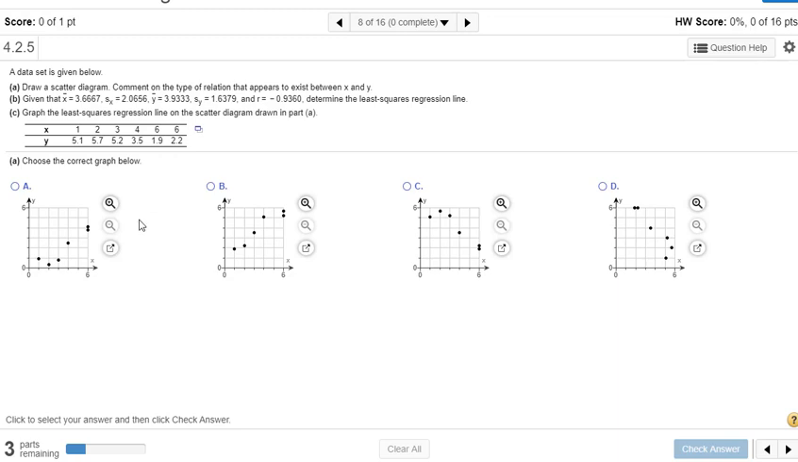So the first part is to draw a scattergram. We could just look at these points. It's a pretty small number of points. If we see here, r is negative, so we know it can't be A or B. It has to be C or D. So we can eliminate those.